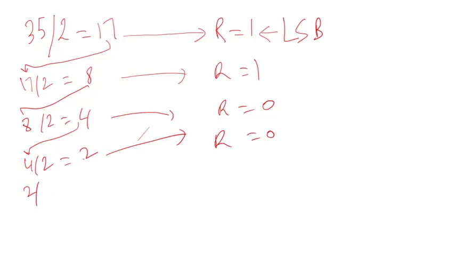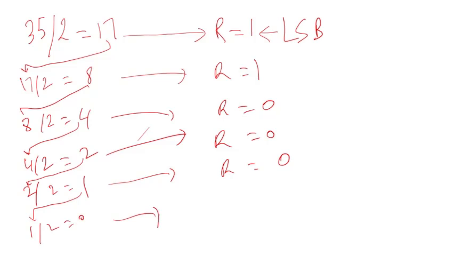2, you bring this 2 here. 2 divided by 2 is 1. The remainder is 0. Then 1 divided by 2 is 0. The remainder is 1. And you stop. This is the most significant bit position.